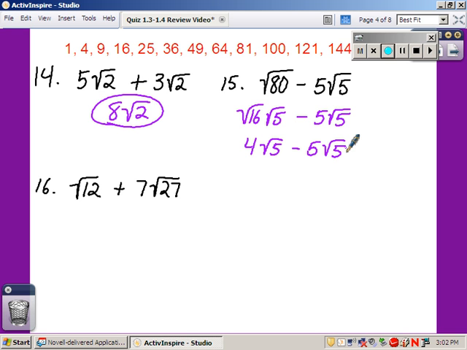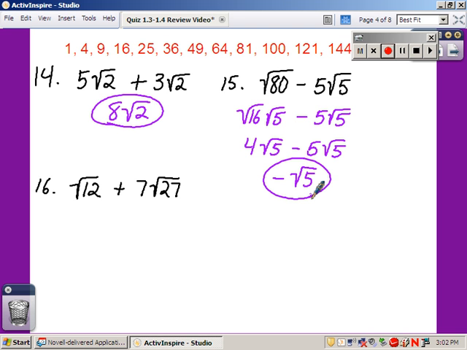Well, so now I got something I can subtract. 4 minus 5, that's negative 1, or just negative square root of 5. So see, what happens is usually you can actually subtract them or add them. It's just sometimes you have to simplify it first so that then you can do the subtraction or addition at the end.